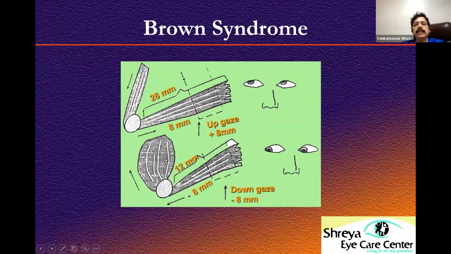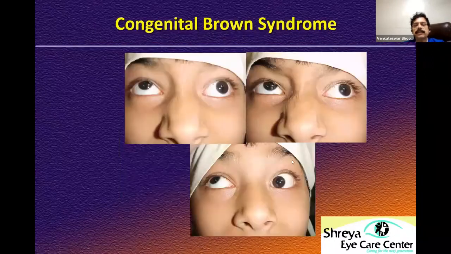Now you can see a typical Brown's, how it looks like this, a limitation of elevation here, and there's a Y pattern there. As the eyes are going up because of the tight superior oblique, the eye slips and then you get a divergence in the up case.